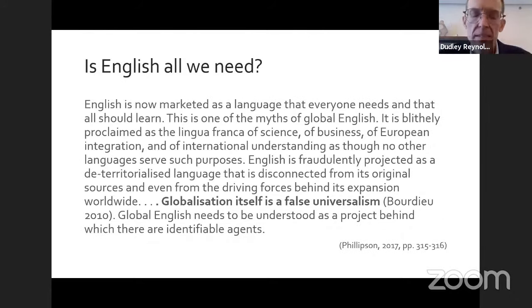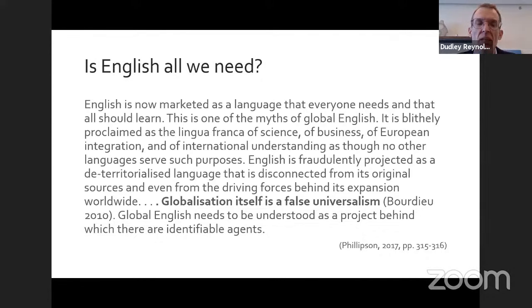To explain a little bit more what I mean by this notion of linguistic imperialism, I share this characterization from Phillipson of how English has been, and he uses the word marketed instead of taught, in the world. And I think that's the right word. He says English has been marketed as a language that everyone needs and that everyone should learn. He says this is a myth of what we call global English. It is blithely proclaimed as the lingua franca of science, of business, of integration in the European Union, of international understanding, as if other languages also cannot bring international understanding.